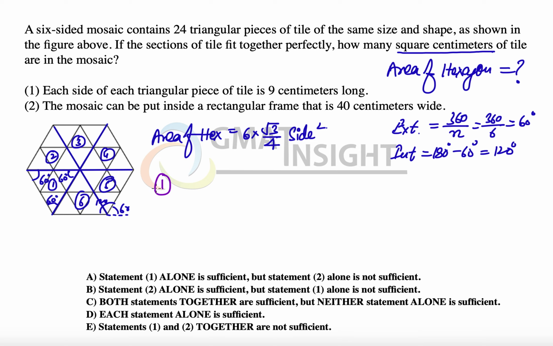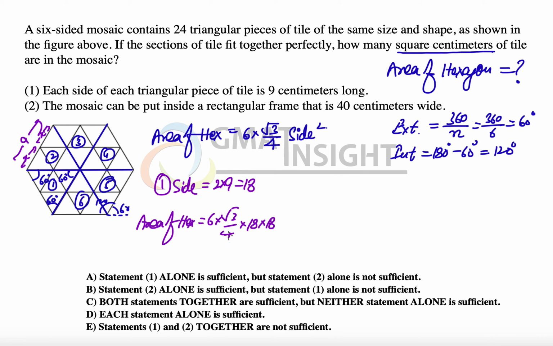Now let's check the first statement, which says that each side of the triangular piece of tile is 9 centimeters long. And if this is 9, then this will also be 9. That means the side of an equilateral triangle is equal to 9 into 2, which is equal to 18. So now we can find out the area of this hexagon, which is equal to 6 times root 3 by 4 of 18 square. So now we have to just simplify this, 9, 9.